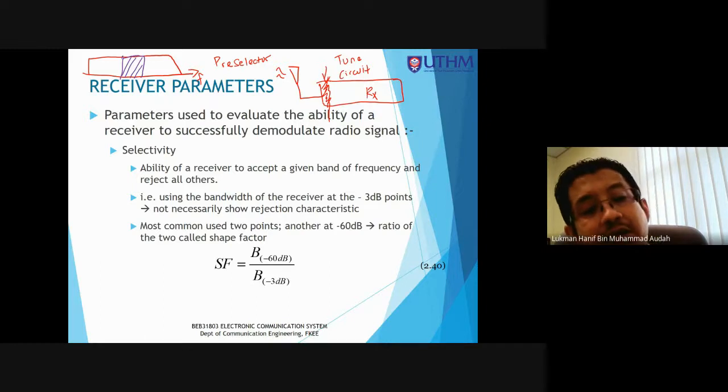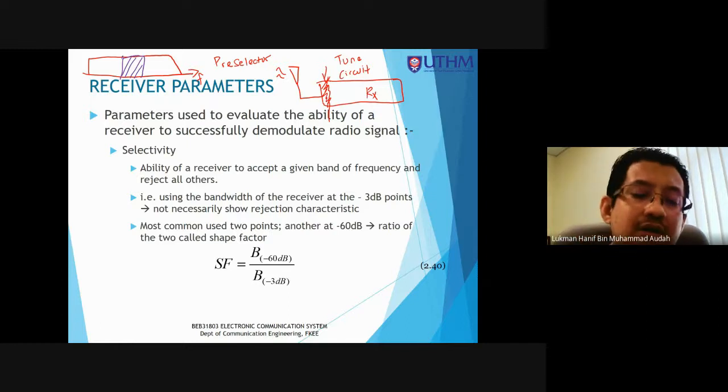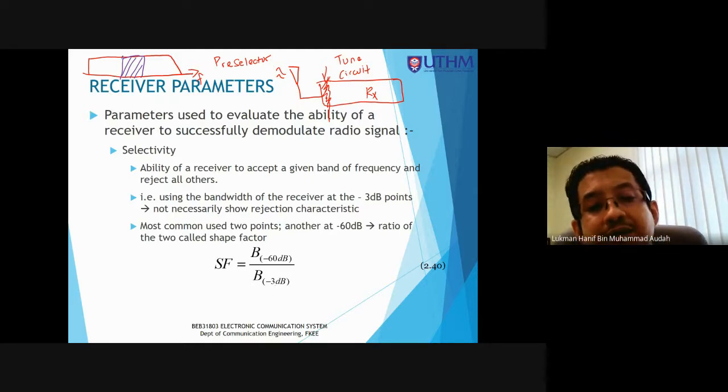Okay, and there are a few parameters for the selectivity. Yang pertama adalah parameter shape factor. Okay, so ini adalah parameter untuk filter sebenarnya, shape factor. So shape factor is defined as the bandwidth at minus 60 dB divided by the bandwidth at minus 3 dB. So ini sebenarnya merujuk kepada frequency response curve for the filter.